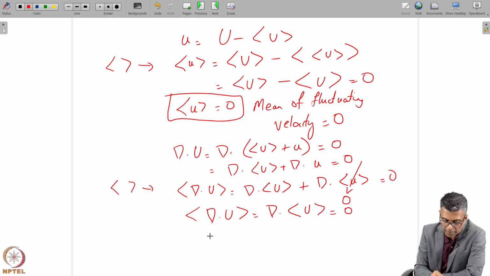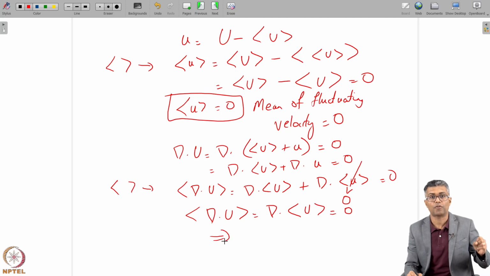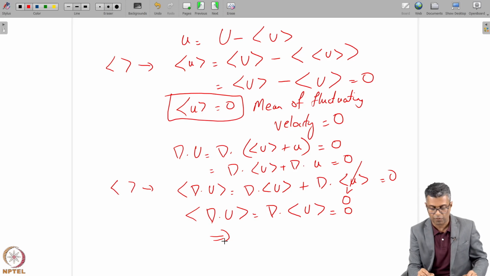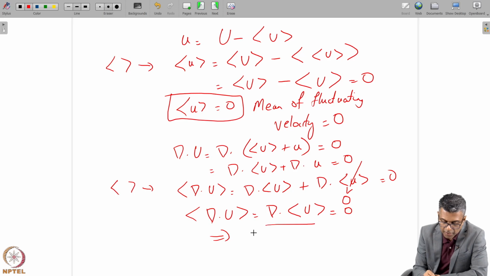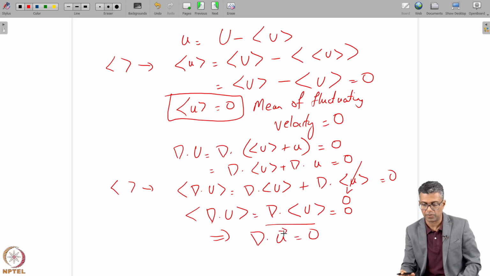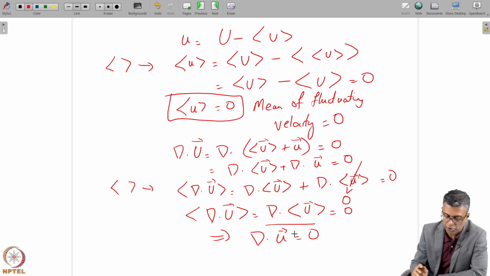This is telling me that if the divergence of the velocity is equal to 0, and the divergence of the mean of the velocity is equal to 0, then the divergence of the fluctuating velocity has to be equal to 0. By the way, all of these are vectors. Just so that we are clear, we are taking a divergence, so it has to be a vector. Otherwise, divergence doesn't make any sense.